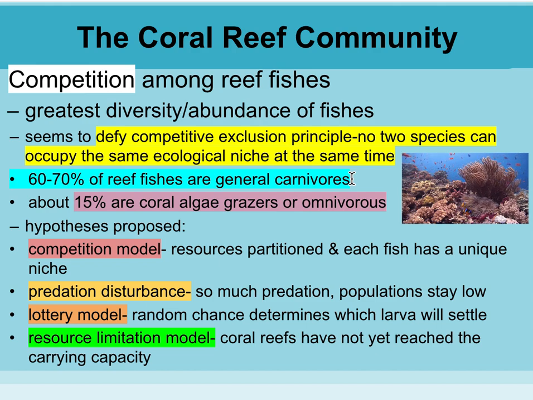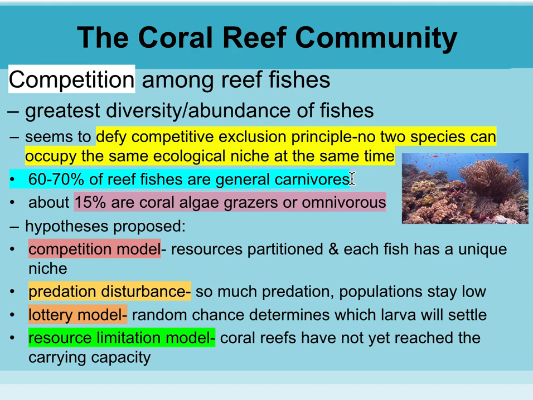But weird thing, it seems like the coral reefs completely defy this principle, where 60 to 70% of the fish are actually carnivores instead of herbivores, and only 15% are algae grazers or omnivores, meaning the whole energy pyramid is completely reversed as far as the fish that live here. So scientists have tried to figure this out before, but it's highly debated and nobody knows for sure.